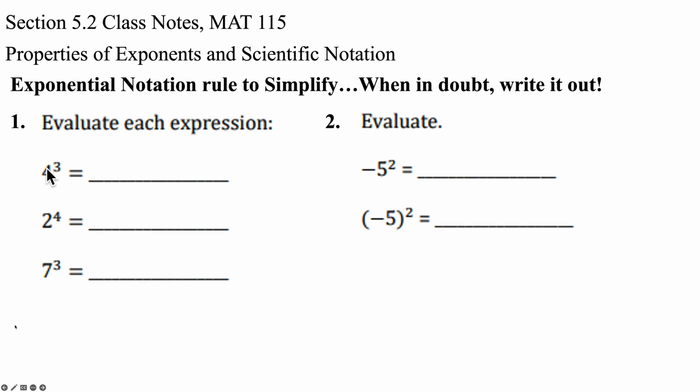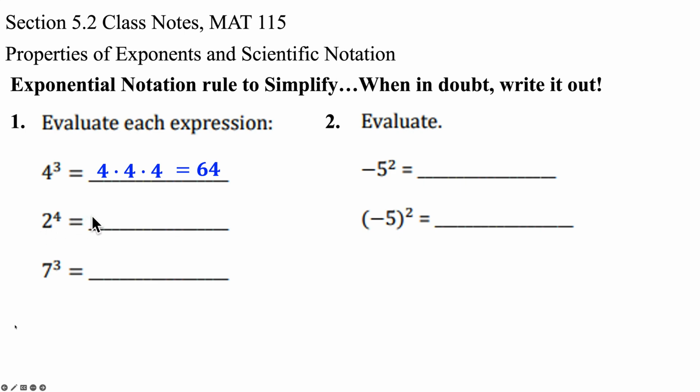Right now, the 4 is considered the base, the 3 is the exponent, and that exponent tells you to take the base 4 and multiply it to itself 3 times. So when in doubt, you write it out. Then multiply it out. 4 times 4 times 4 is 64.